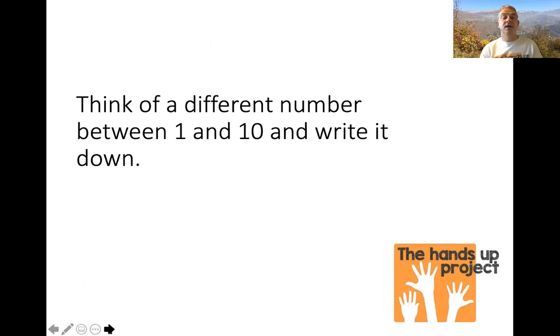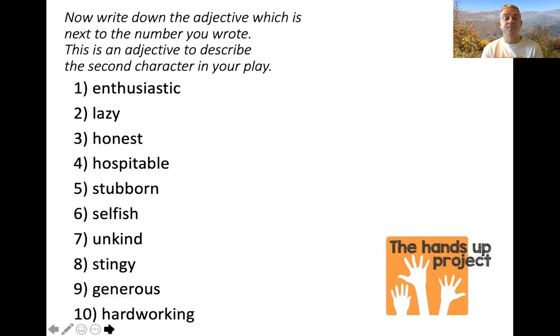Now, can you now think of a different number, not the same one as the one you wrote down last time, a different number from 1 to 10? Write that on a piece of paper. And again, pause the video if you need to. And now, when you've done that, this number is going to represent the second character in your play.